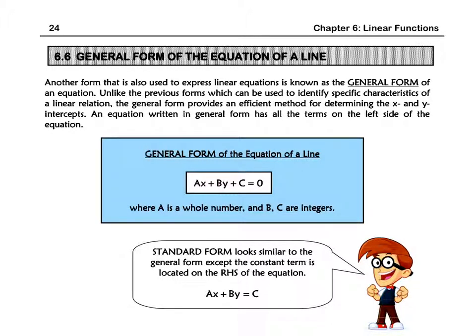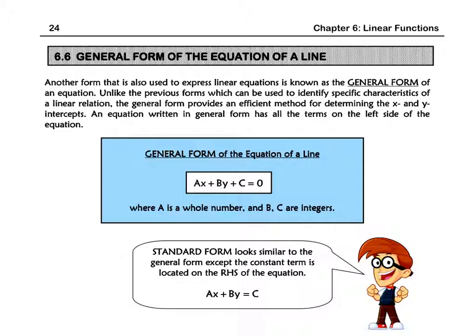Okay, section 6.6 is on the general form of the equation of the line. This is the third form of the equation that we are learning now, the first one being slope-intercept form, y equals mx plus b, and the second one being slope-point form, which was y minus y1 equals slope outside of x minus x1. And now we're doing the general form of the equation.